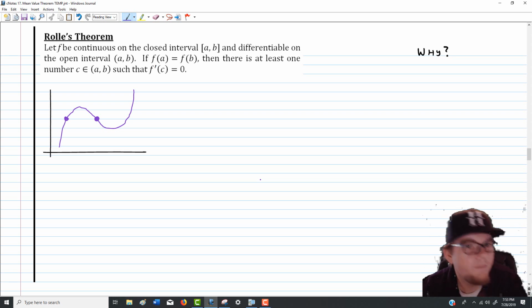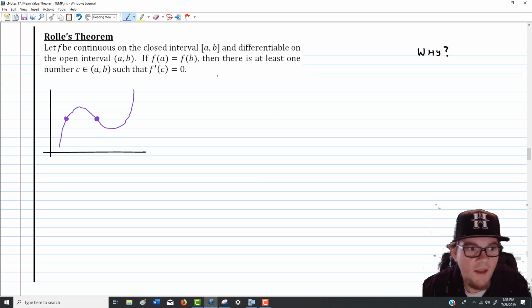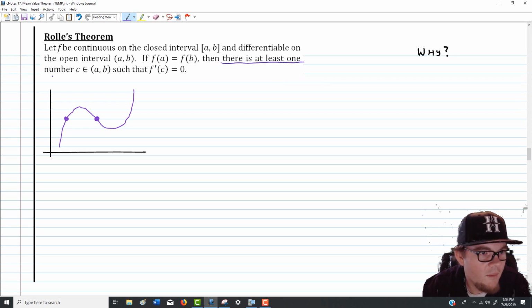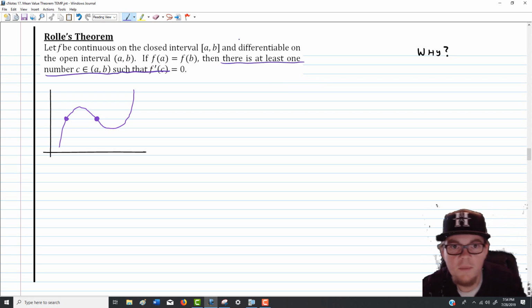Sounds kind of familiar. And differentiable on the open interval a to b. That also sounds familiar. If f of a equals f of b, then there is at least one number c in the open interval ab, such that f prime of c equals 0. So, thinking this through, this is very much like the mean value theorem, including the fact that we're guaranteeing that there is at least one number c such that f prime of c something.